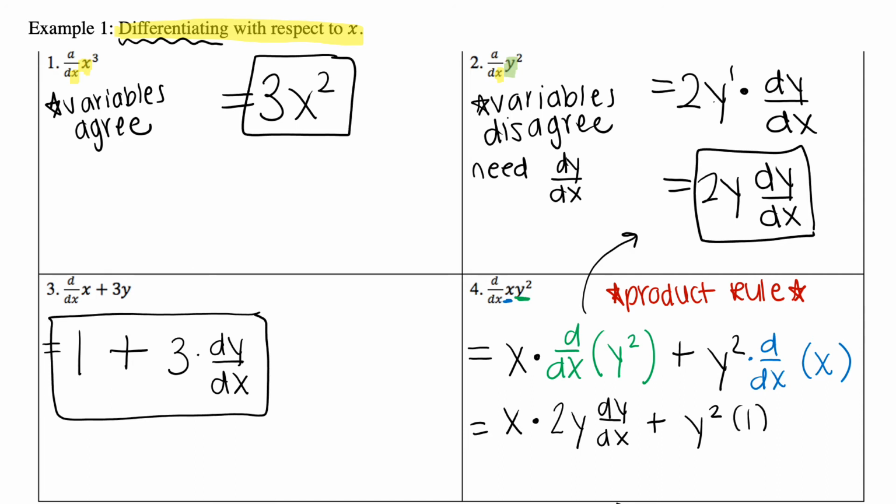So we can write our final answer here, combining this to make it look a little bit nicer. x times 2y we can write as 2xy dy dx plus y squared. And we can go ahead and actually just leave it like that.